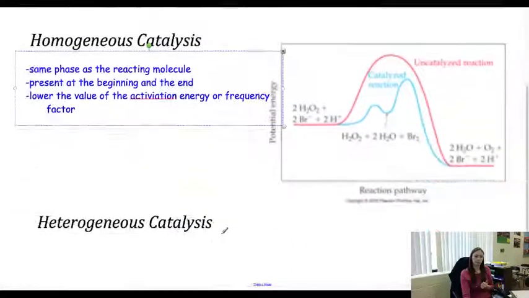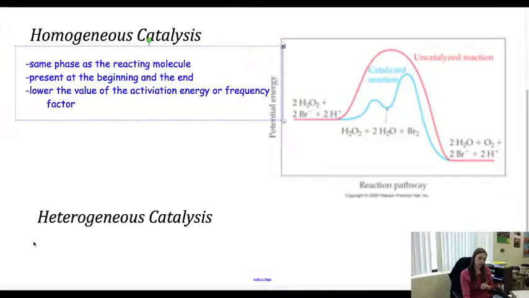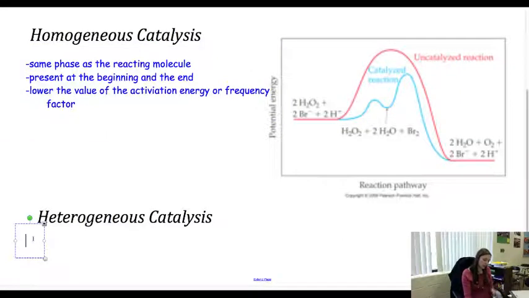The same thing happens with a heterogeneous catalyst, except these exist in a different phase than the reacting molecule. Usually they are a solid. We tend to go with solids because they have very large surface areas, so there are lots of places the reaction can actually take place. A lot of times the catalyst will actually adsorb. Remember, adsorb means it sticks to it, the molecules will then bind to the catalyst, and that's kind of the faster reaction there.